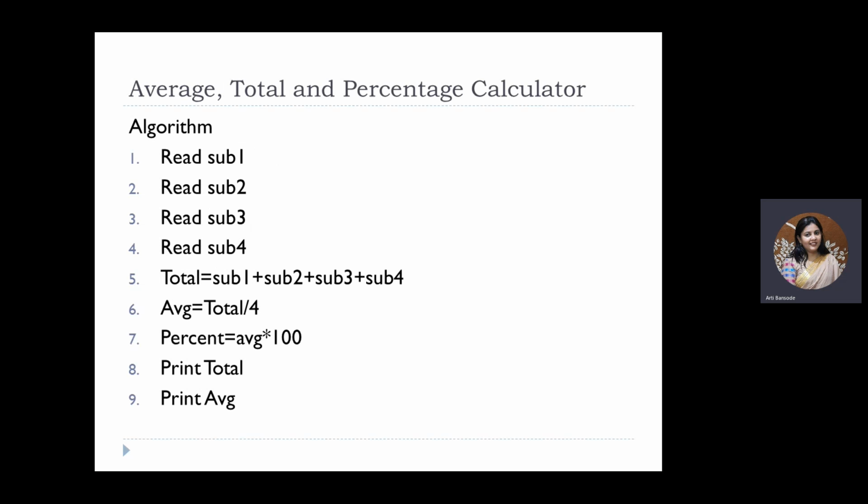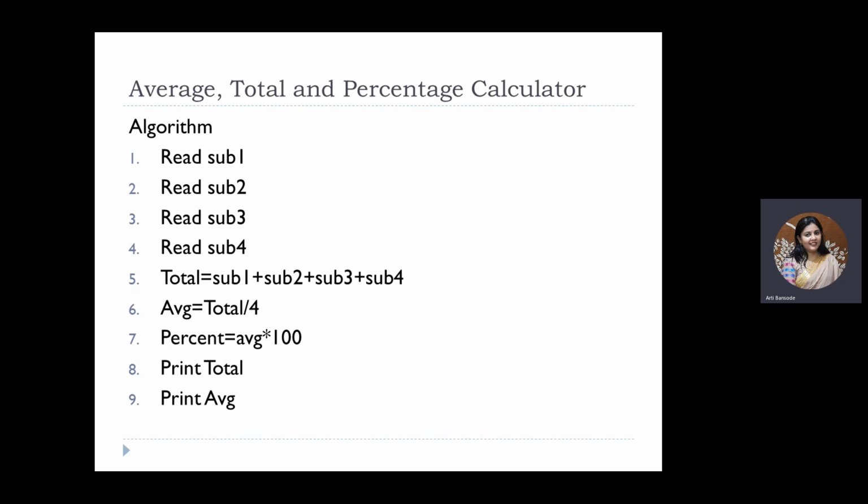Now the next example is average, total and percentage calculator, another standard example that you find in most of the programming languages. So this is like when you're calculating the mark sheet. I just wanted to show you how to calculate the average, right? So for that, of course, you will be taking the values of 4 subjects. So I have taken the values of 4 subjects, read sub 1, sub 2, sub 3 and sub 4.